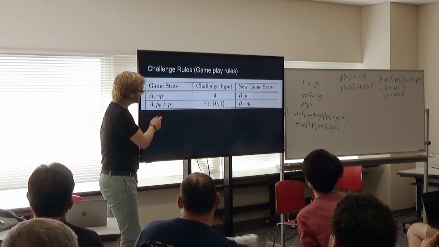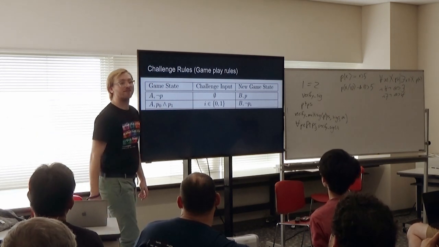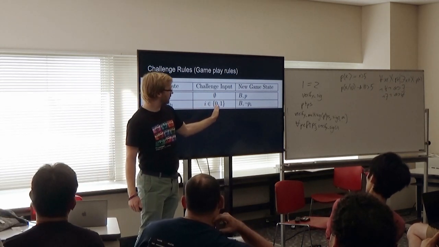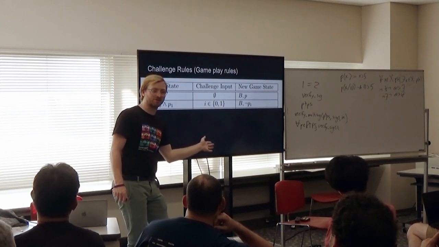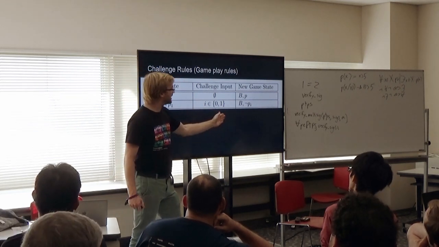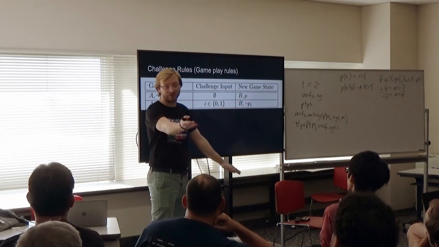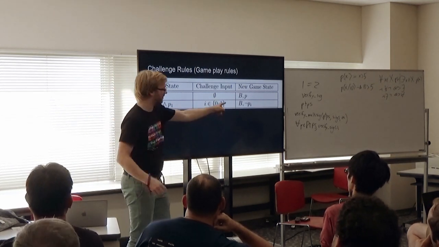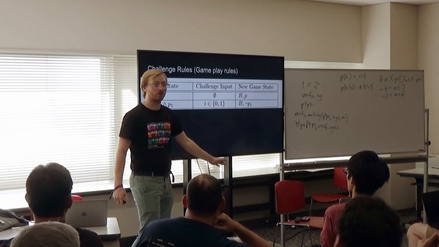If A says P0 and P1, then B has a choice. B may either choose 0 or 1, may choose the left of the AND or the right of the AND, and B says not PI. Okay, so here's an example of where not does get added on, right? But we've reduced the AND into something else, right? Okay, so hopefully that makes sense.